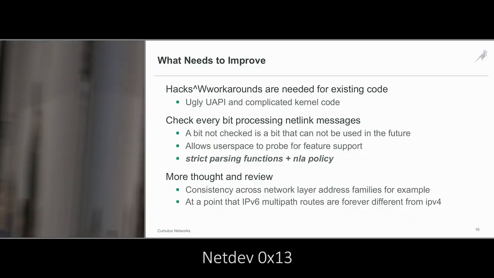And this is a request also for kernel side developers to start doing the strict checking. So for my next hop API, I do run that through that list. If there's an attribute that comes down that isn't understood, it's going to error out. And that's because I want networking daemons to be able to say, you don't support this.